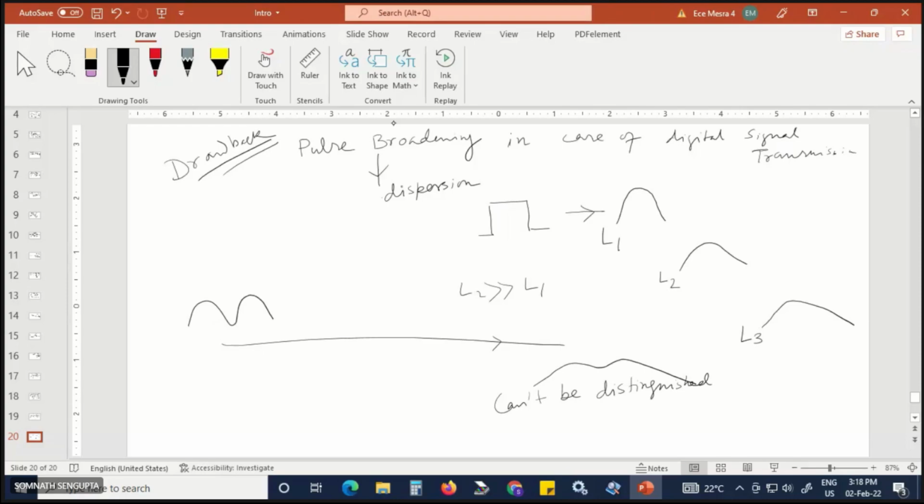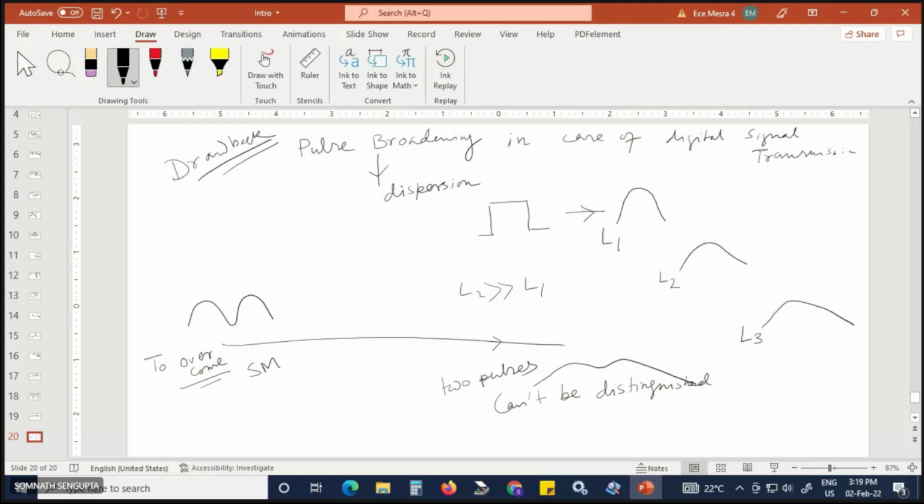Two pulses cannot be distinguished due to pulse broadening. So to overcome this, many techniques are there. One, you may use single mode fiber.